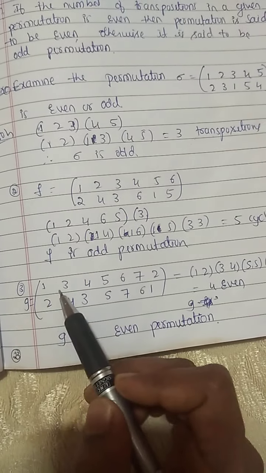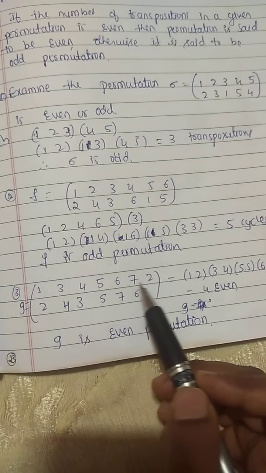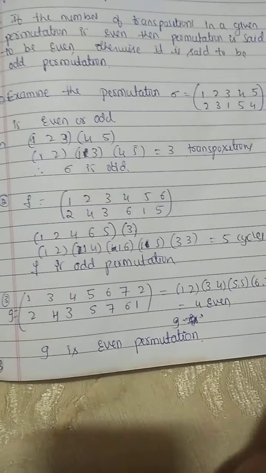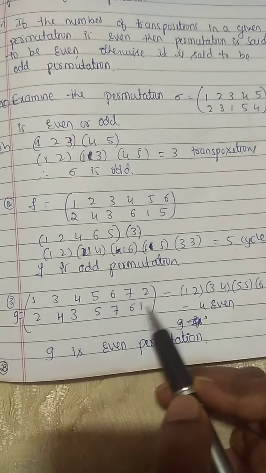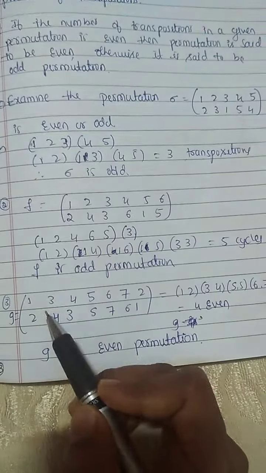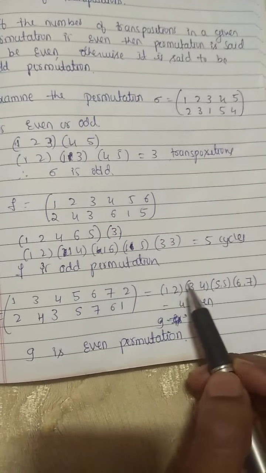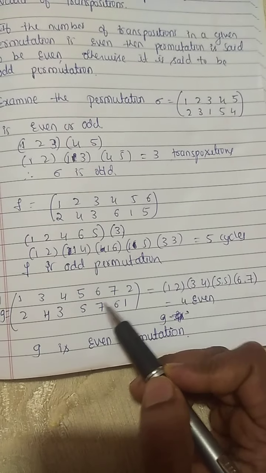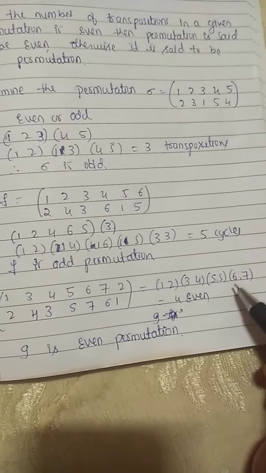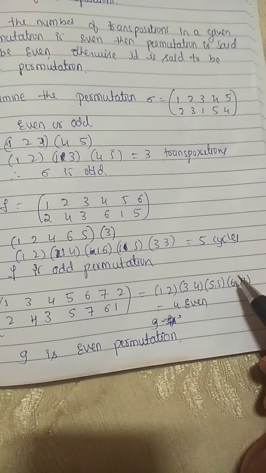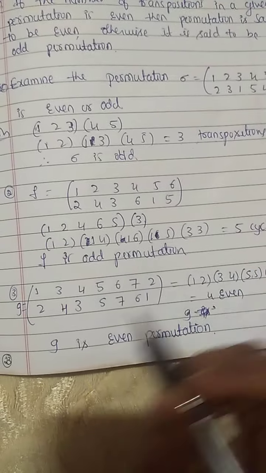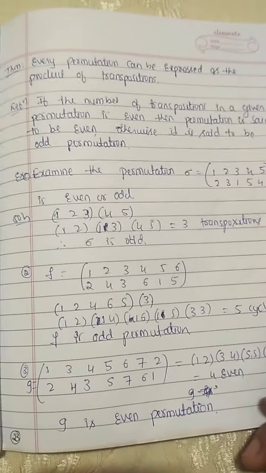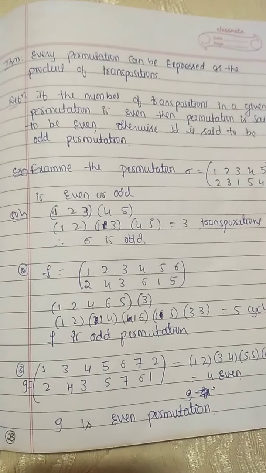Last example. 1, 2, 3, 4, 5, 6, 7 over 2, 1, 4, 3, 5, 7, 6. This can be expressed as: 1 goes to 2, 2 goes to 1. This is one transposition. 3 goes to 4, 4 goes to 3. This is one other. 5 goes to 5. 6 goes to 7, 7 goes to 6. This is one transposition. Here the number of transpositions is 4. 4 is an even number. Therefore, this is an even permutation. This completes the first chapter of abstract algebra.